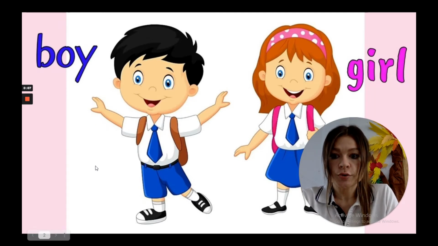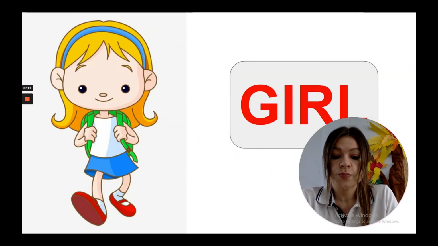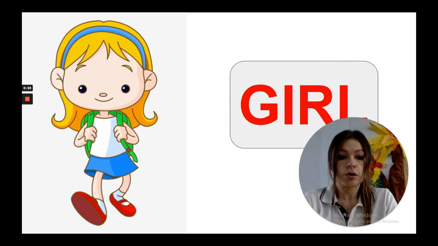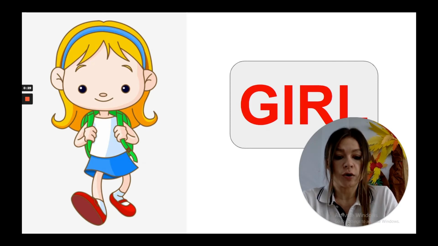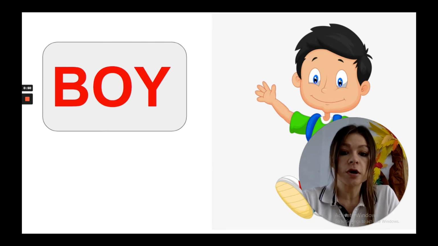A boy, a girl. Let's identify oneself as a boy and girl. Girl, let's say girl, G-I-R-L, girl. A girl is different from the boy. A boy. B-O-Y. A boy. A boy is different from a girl.